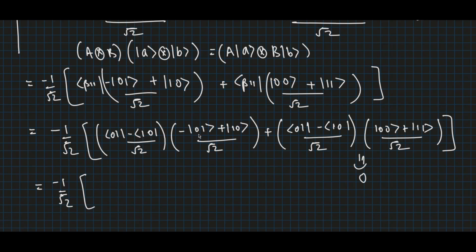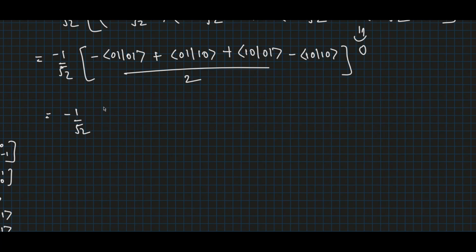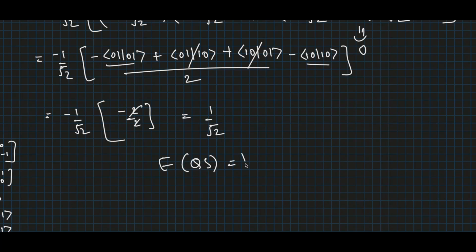01 into 01 would be minus of 01 01. 01 plus 10 would be 01 10. Minus of 10 01 would be plus of 10 01, and minus of 10 10 would be 10 10, divided by √2 would be 2, which would equal to −1/√2. These terms would be 0 and these terms would give us 1. So minus 1 would be minus 2 by 2, which would be minus 1, and minus 1 would be 1. So the final answer would be 1/√2. Therefore the expectation value of QS would be 1/√2.